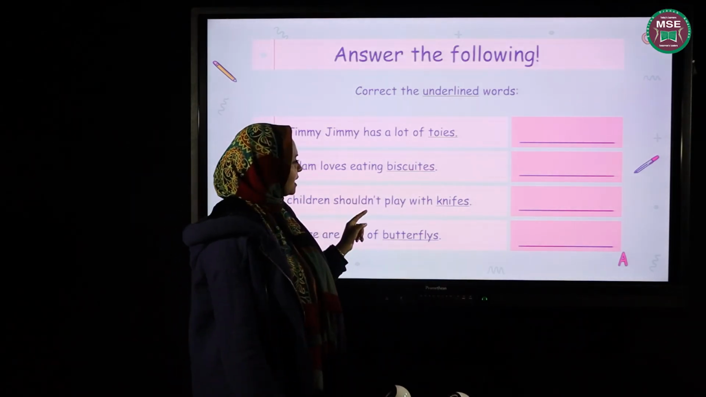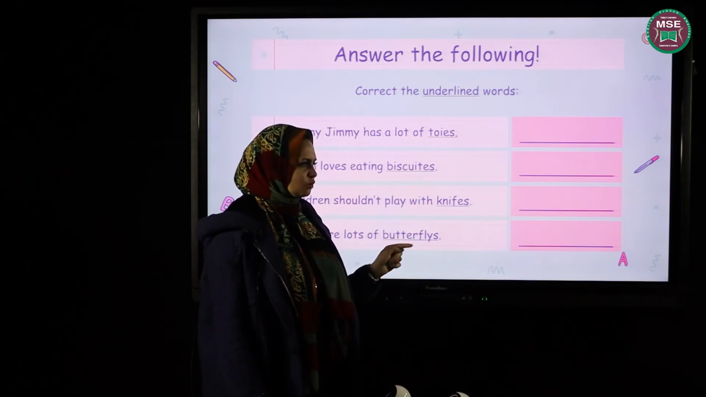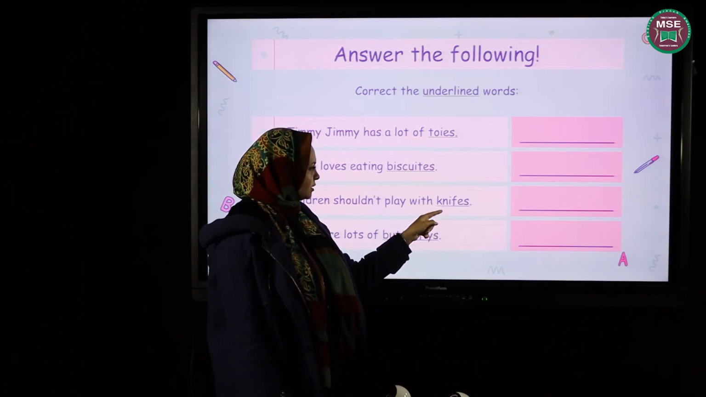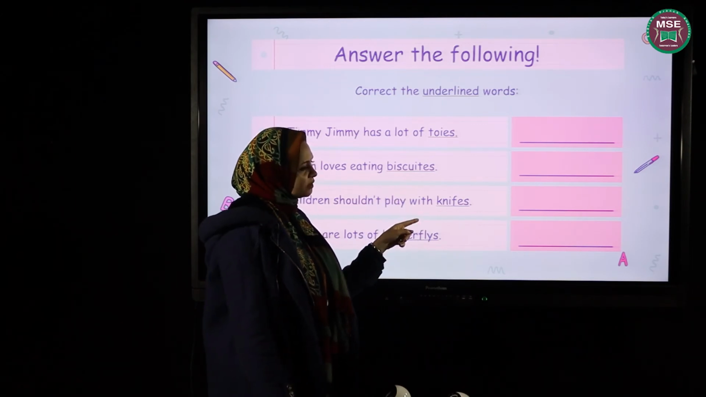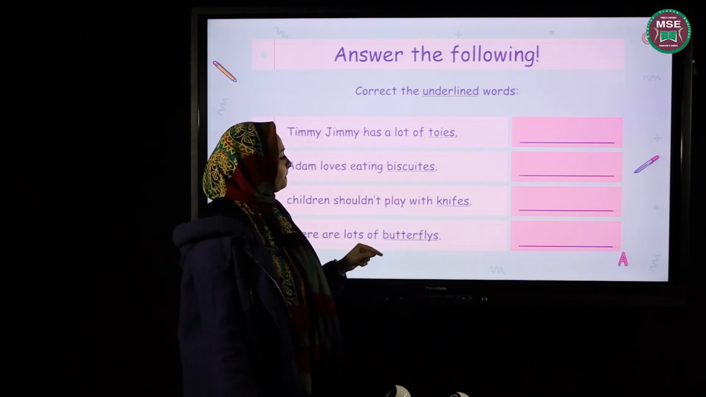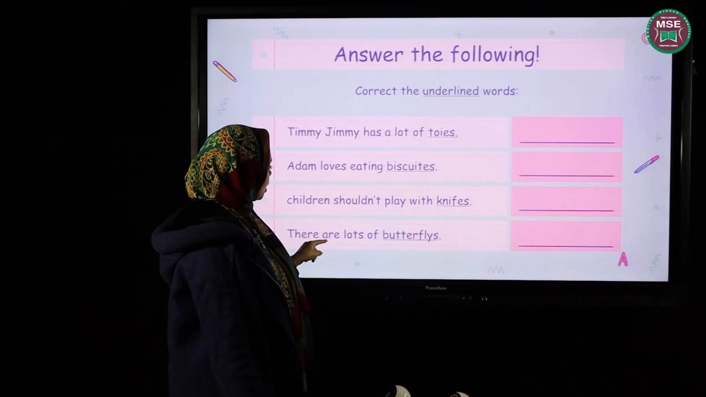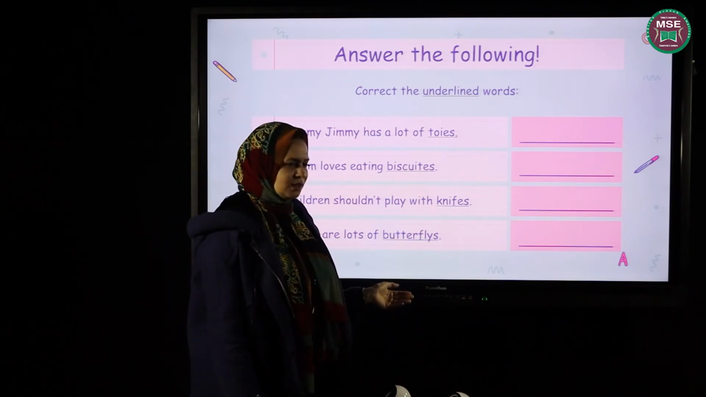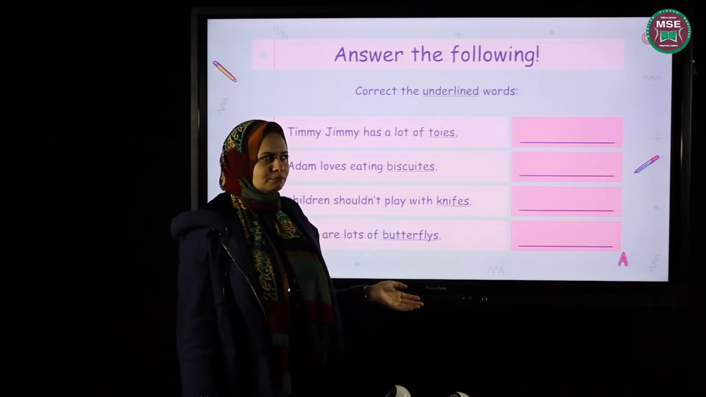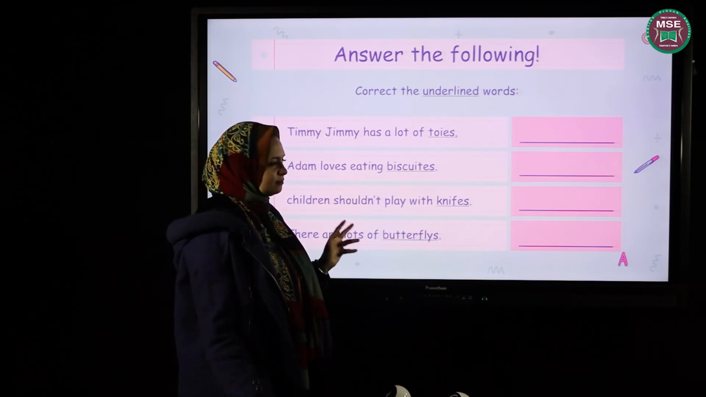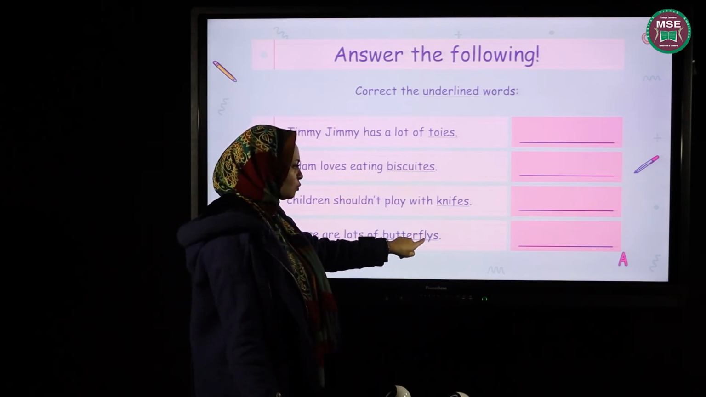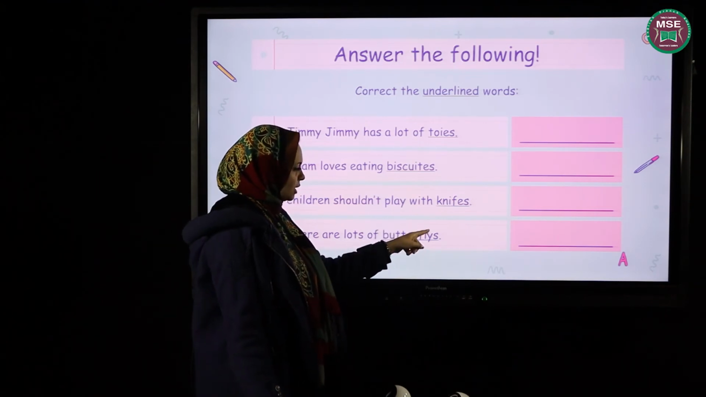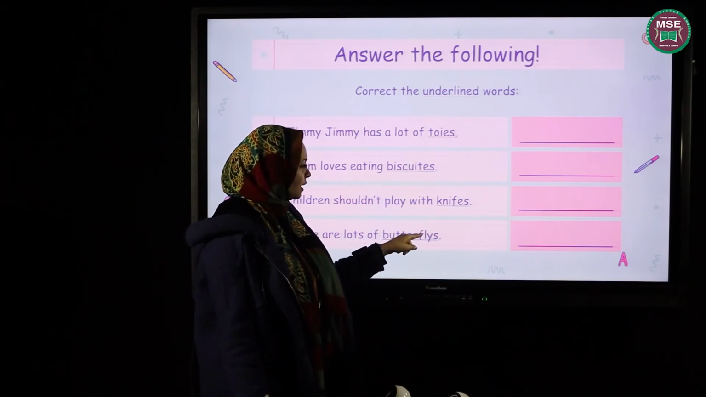Children shouldn't play with knives. Is it right to say knives? The word ends with FE, so I will cross out the FE and put VES. There are lots of butterflies. Is it right to say butterflies? I think it's wrong. If the word ends with Y and before the Y is a consonant, you must cross out the Y and put IES.